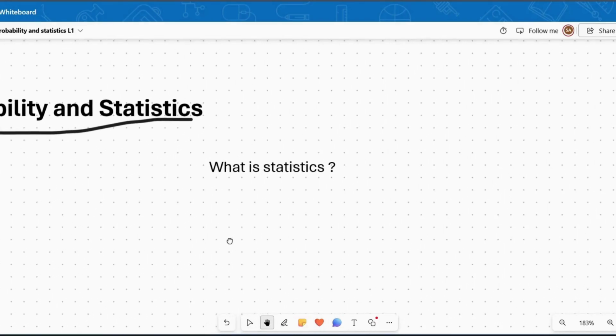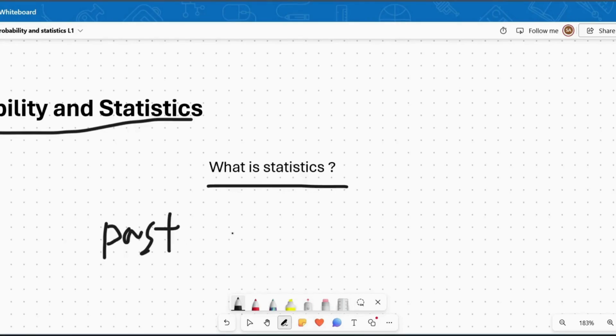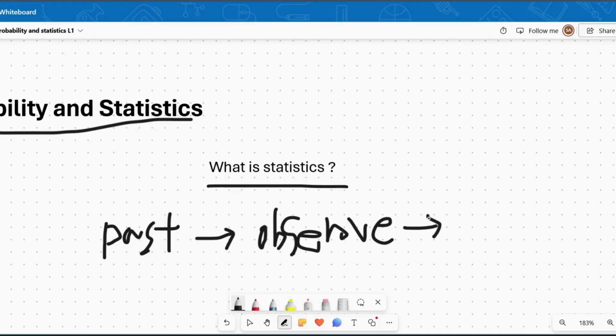And now talk about what is statistics. Statistics is observing our past data, collecting data, then observing and analyzing the data. Then we come out with a decision.